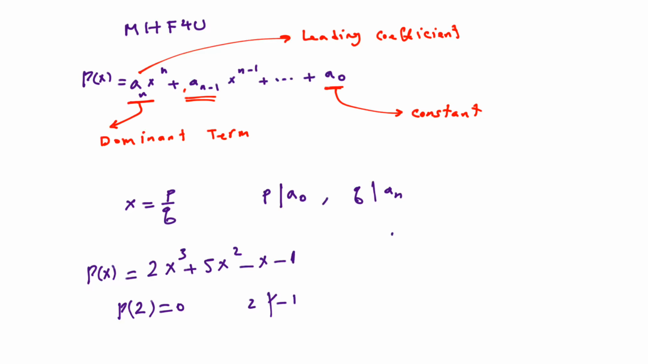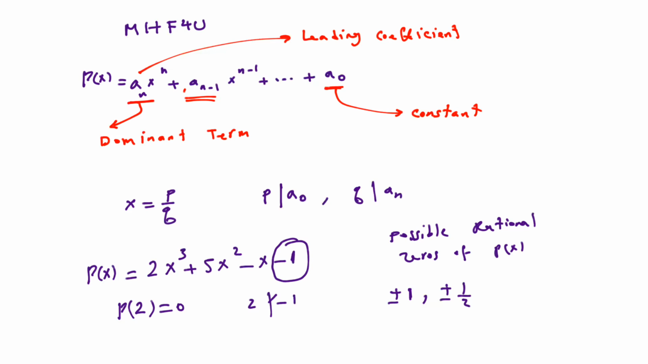Let's list the possible rational zeros of P of x. Plus minus 1, plus minus 1 over 2. The numerator is a divisor of negative 1, and the denominator is a divisor of 2. Let's make this a little bit more clear. This doesn't mean these are the roots. This means if P of x has a rational root, that root cannot be anything but plus minus 1 and plus minus 1 over 2.